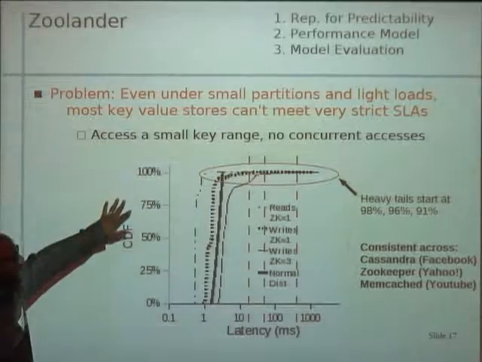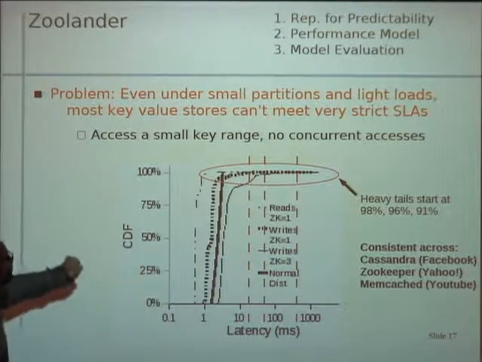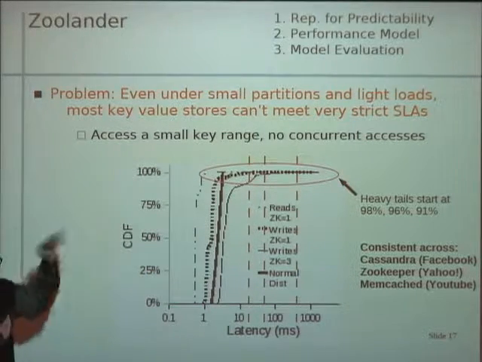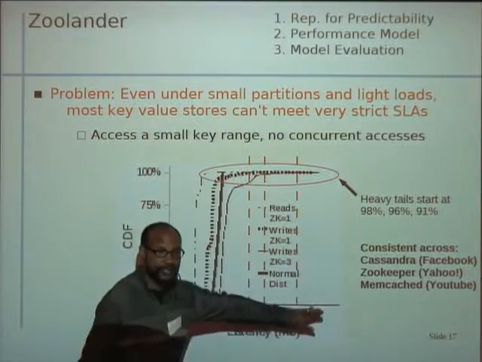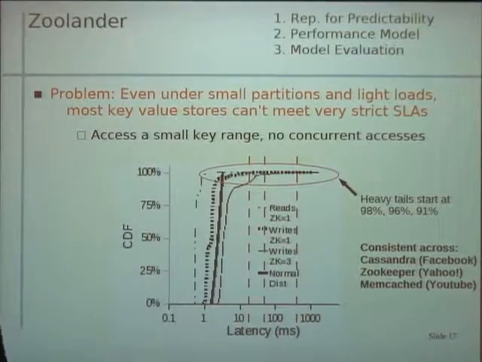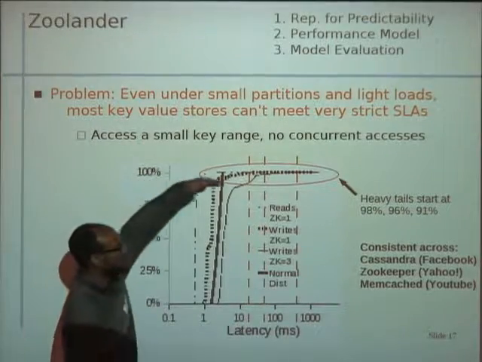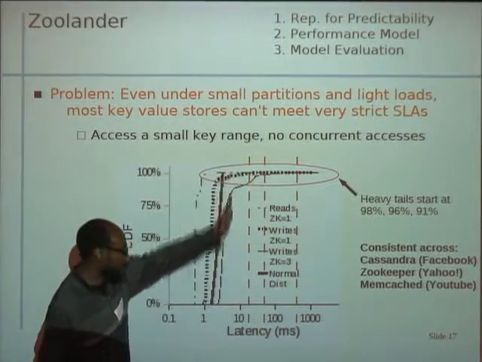Here you're looking at an experiment that we did on Zookeeper, where we accessed just a very small key range with no concurrency. On the x-axis, you're looking at the latency of each access, and the y-axis is the cumulative distribution function. So your SLA that says something like 98% of accesses is just a question of reading horizontally along here to the intersection of the line on the x-axis, and that tells you your latency bound at that point.